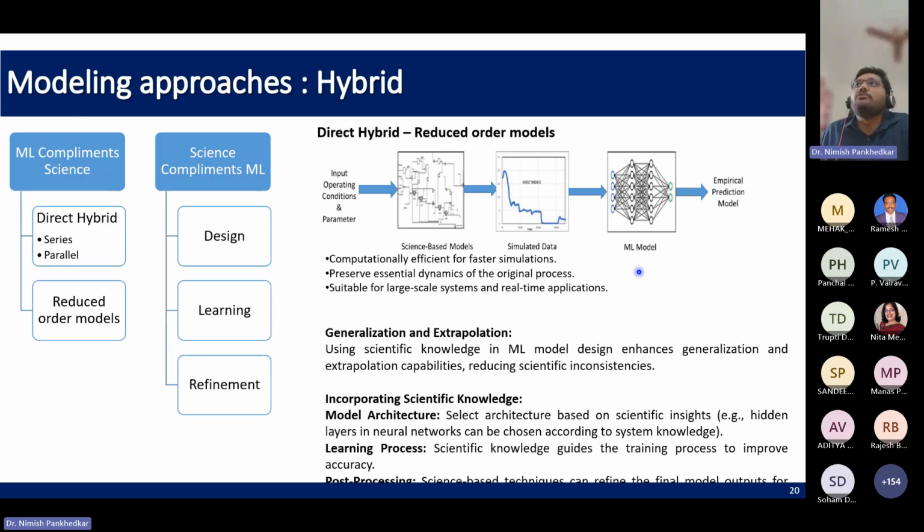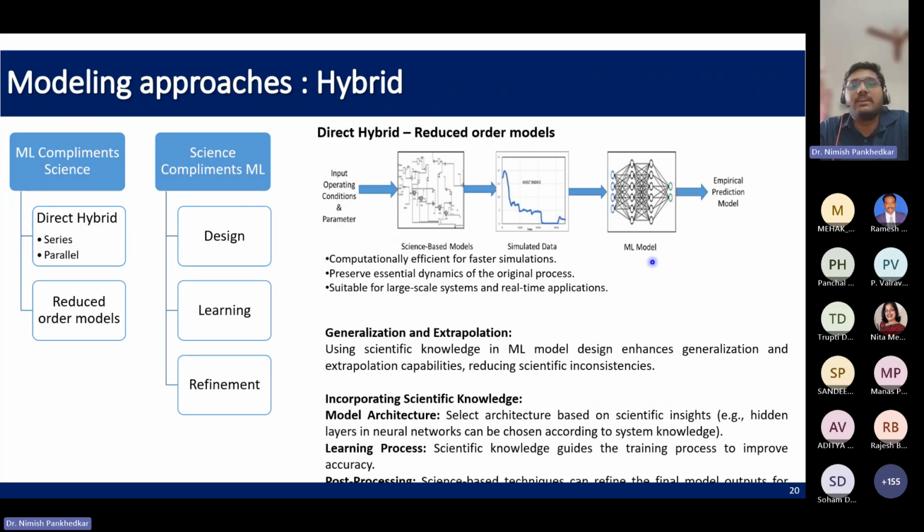So now this ML model will be almost as good as, or as accurate as, your science-based model. But the turnaround time, or the solution prediction time, of your science-based model is much higher than your ML model. So your ML model can quickly give you what would be your KPI. You can feed that to your optimizer.